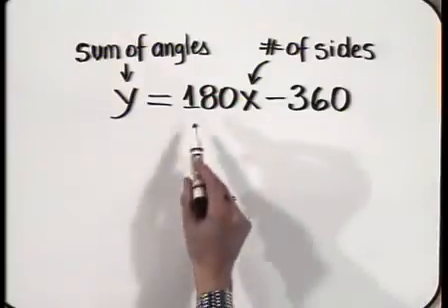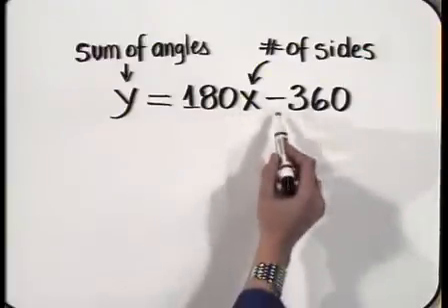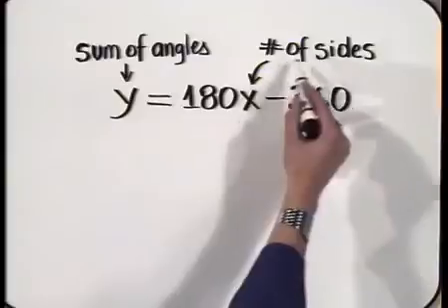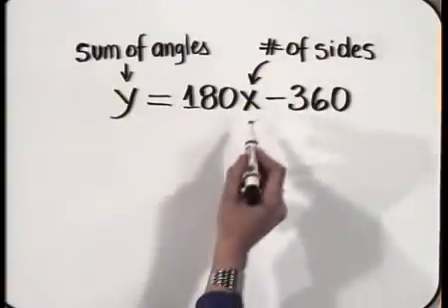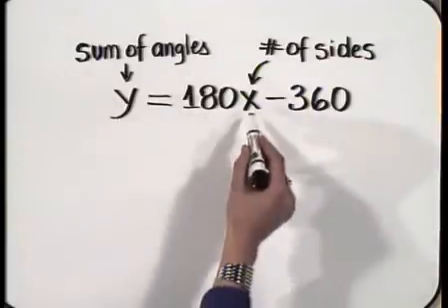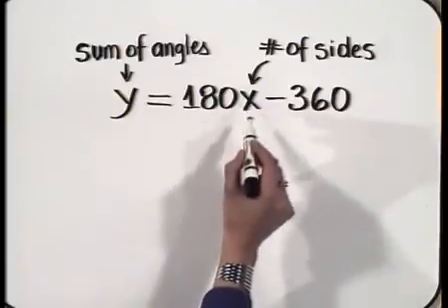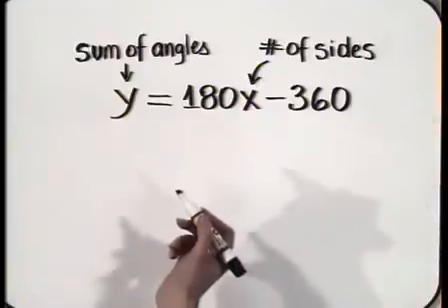Let's look at the equation again. This is the equation that the calculator provided us with. The slope was 180 and the y-intercept was negative 360. X is the number of sides in the polygon, y is the sum of the angles. If I were to ask you, find the sum of the angles for a polygon that has 15 sides, you would plug in 15 for x and find y. That's easy. What about the other way around?